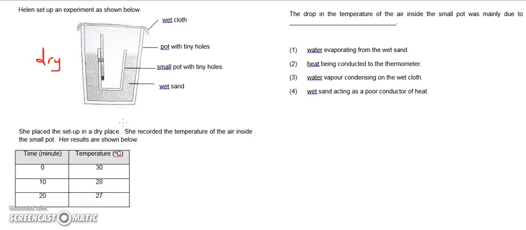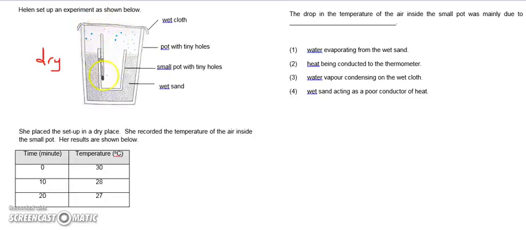Now, the drop in the temperature of the air inside the small pot was mainly due to, let's see, water evaporating from the wet sand. Now, we know that water evaporates when there's warmth. So there's 30 degrees outside. That means it's quite warm. And the water here will be evaporating. So we can just imagine the water here evaporating, right?